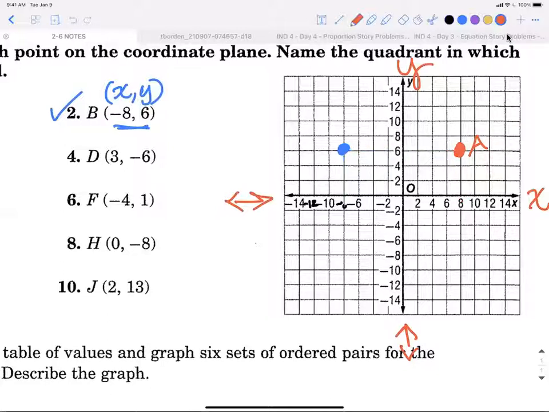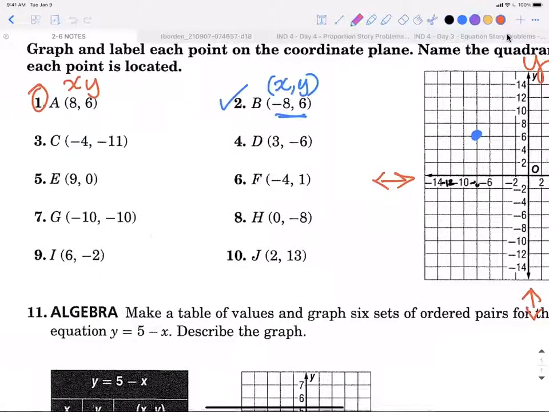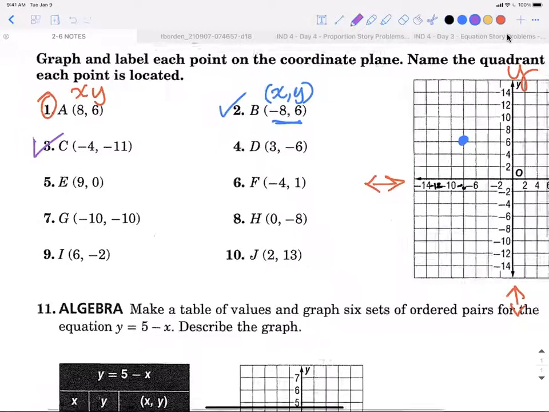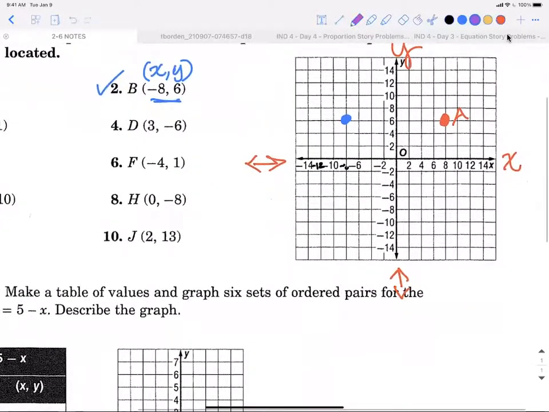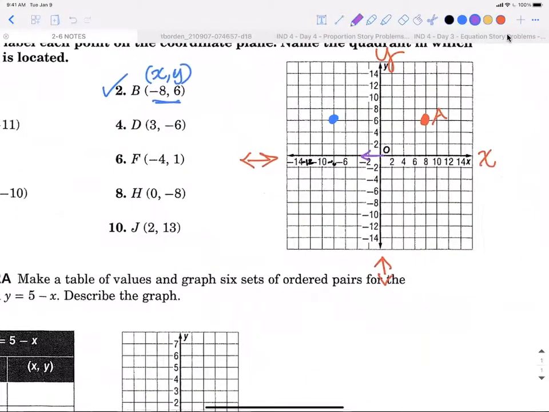All right. How about, let's do C here. Okay, -4, -11. Again, we're going to go backwards -4. It's not written there, so we have to figure out that it's between -2 and -6. And then we need to go down what? -11. So over 4, down -11. And again, it's not there, but it's between 10 and 12. So you just got to know it's there.